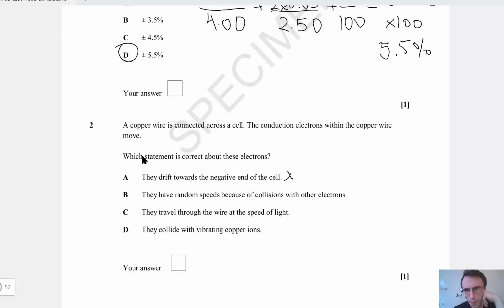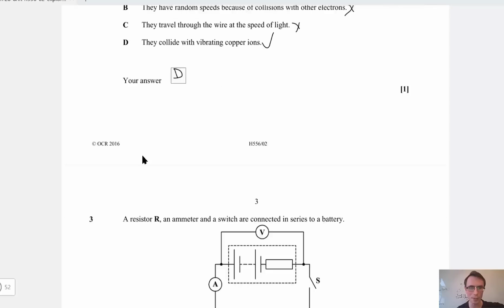This one is a little bit debatable. The drift velocity is not random. It's different compared to the speed of a molecule in a gas, for instance. They travel through the wire at the speed of light. That is not correct. They collide with the vibrating copper ions. This one here is definitely correct, and those collisions are the heart of what we call resistance.